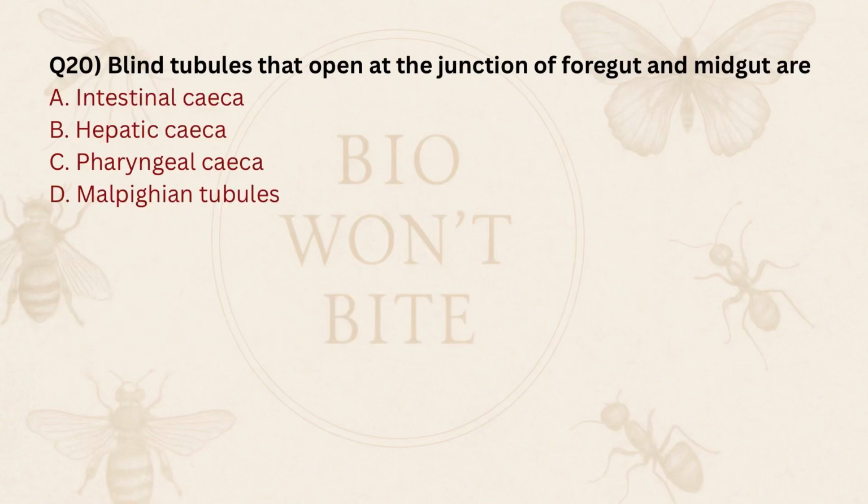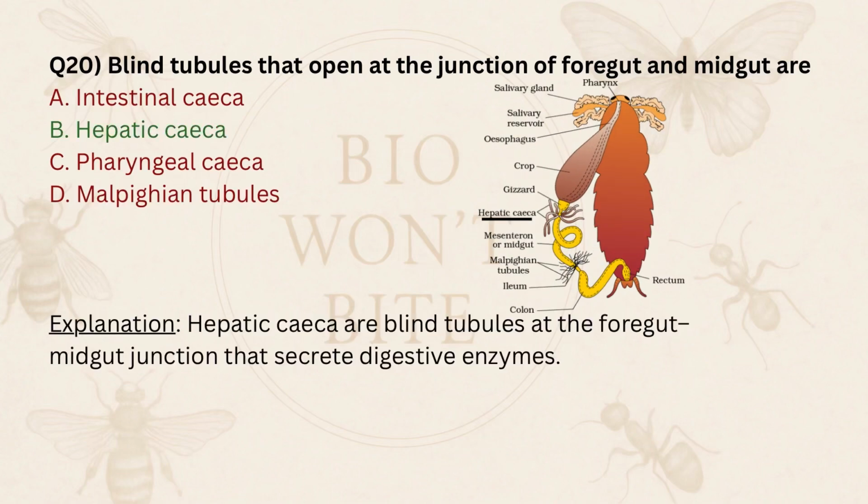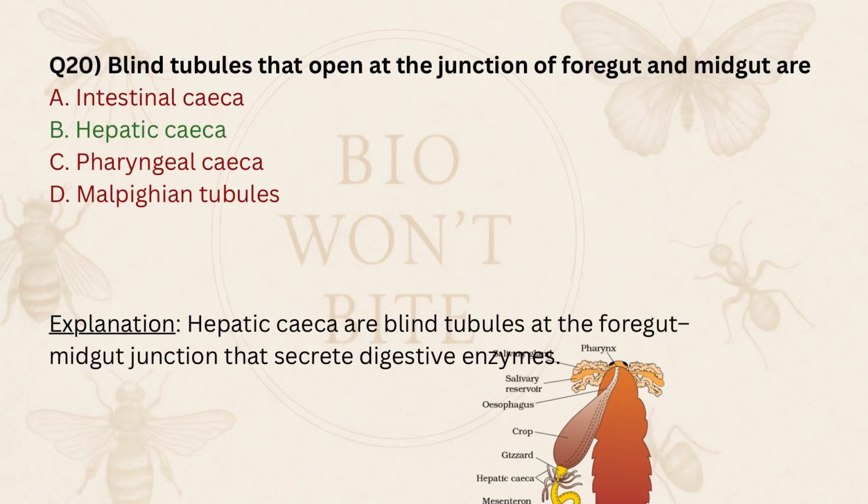Question number 20. Blind tubules that open at the junction of foregut and midgut are. The correct answer is option B, hepatic ceca. At the junction of foregut and midgut, there is a finger-like blind tubules called hepatic ceca. These secrete digestive enzymes which help in the digestion of food.